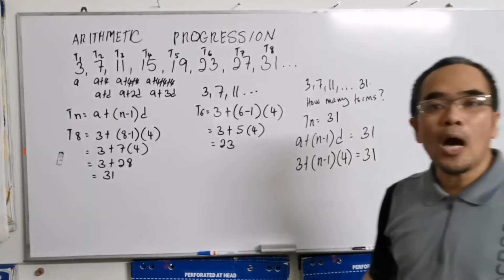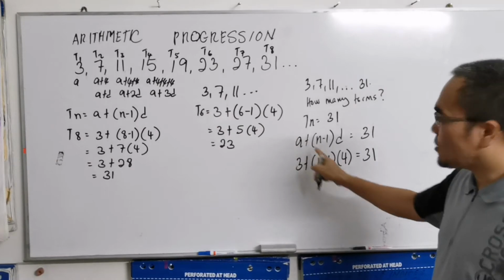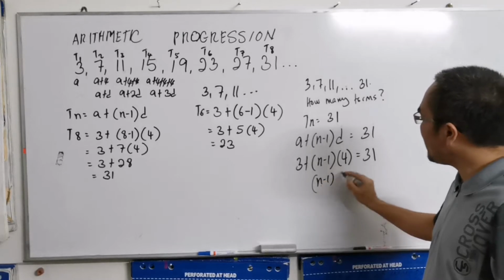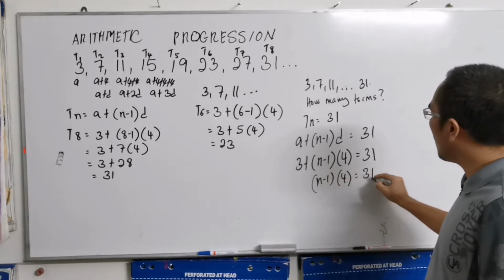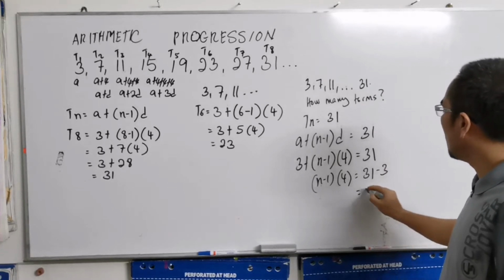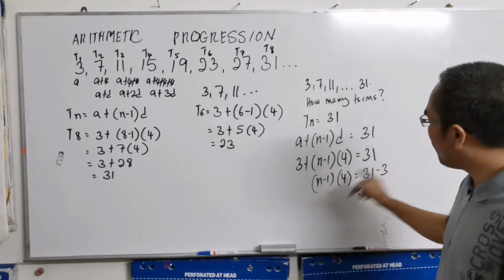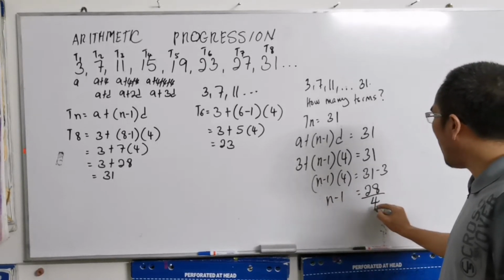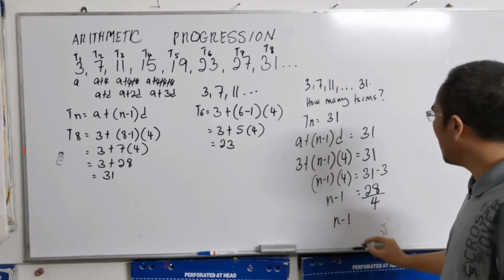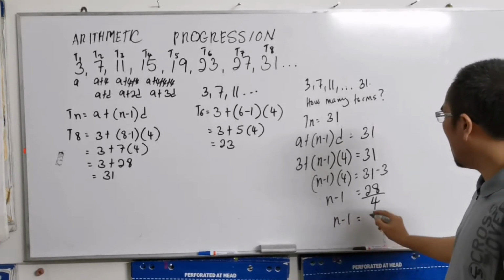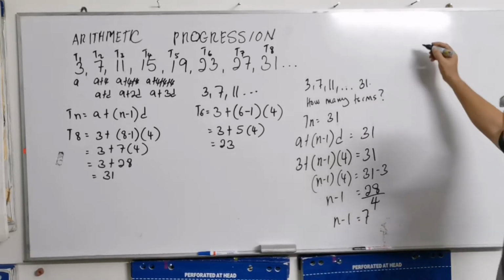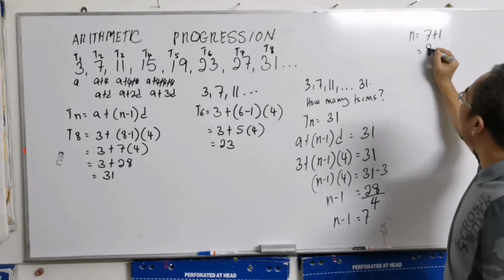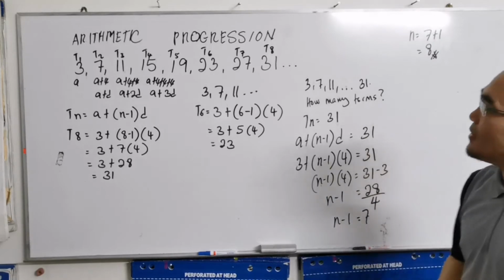For this one, I'm not going to expand the bracket. I just move one by one. So move 3 first. We have n minus 1 times 4 equal to 31 minus 3, which is 28. And then move 4, so n minus 1 will be 28 over 4. So n minus 1 equals 7. So n equals 7 plus 1, which is 8. So this is the 8th term.